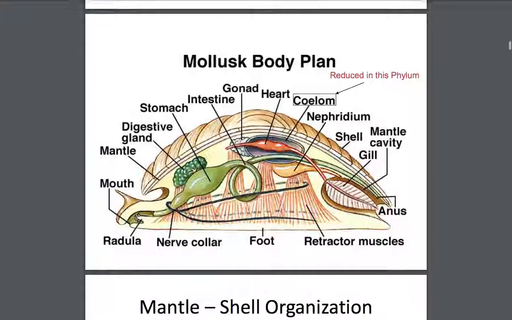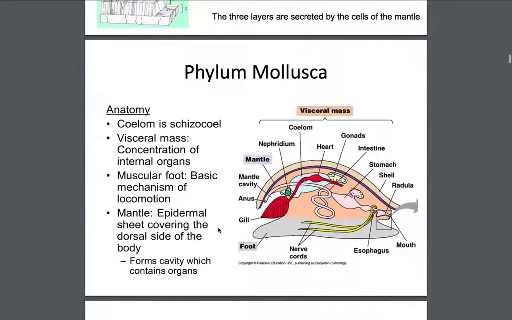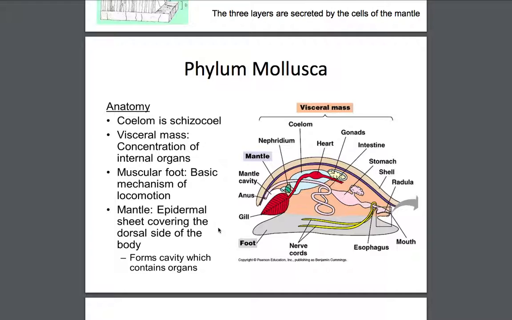So the coelomic space develops as a schizocele. What does that mean? As opposed to an enterocele. Spaces appear independently within the mesoderm. They are not pinched off, it's not an enterocele, it's not a pinch off of the developing archenteron. Okay, that's good. In the visceral mass, that's where all the organs are found.